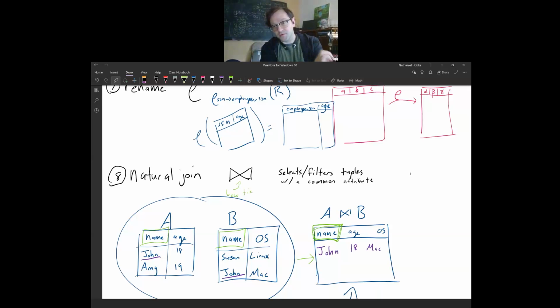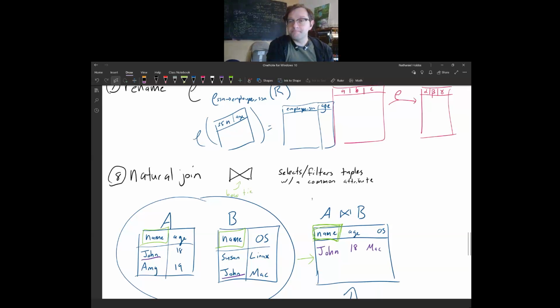Only the name John appears in both tables, and therefore it is the only entry that exists in the result. In addition to that, the result has 3 attributes. That's name, age, and operating system. So joins are very, very common. They're used a lot, and maybe some of you already have some experiences with them.